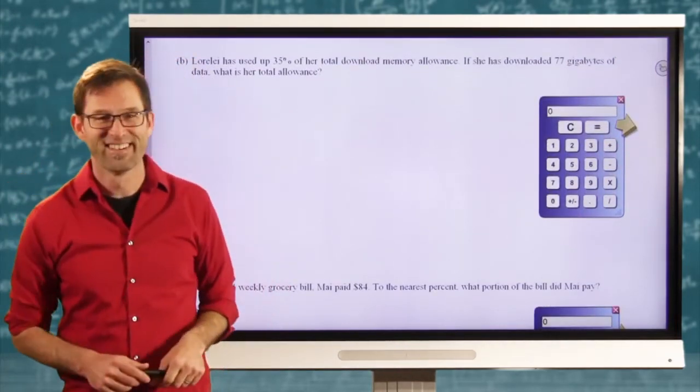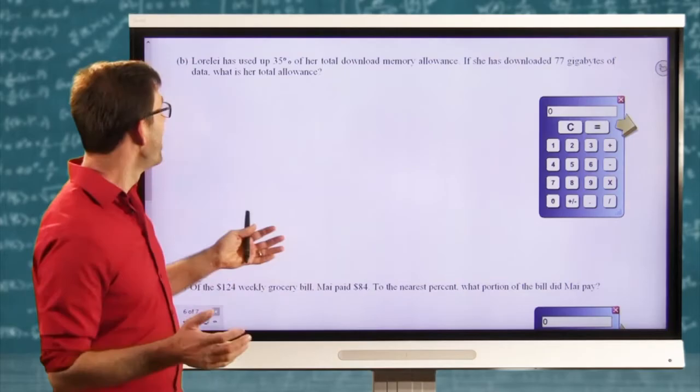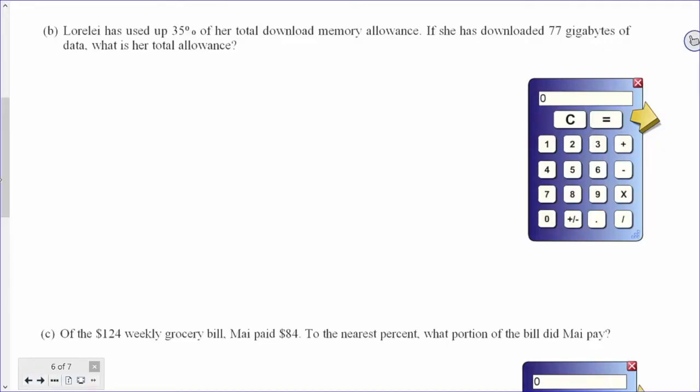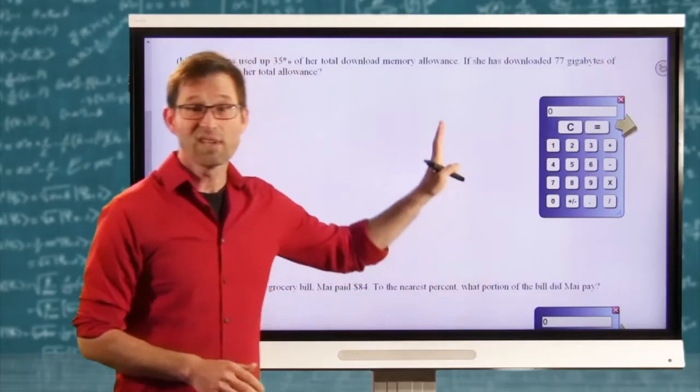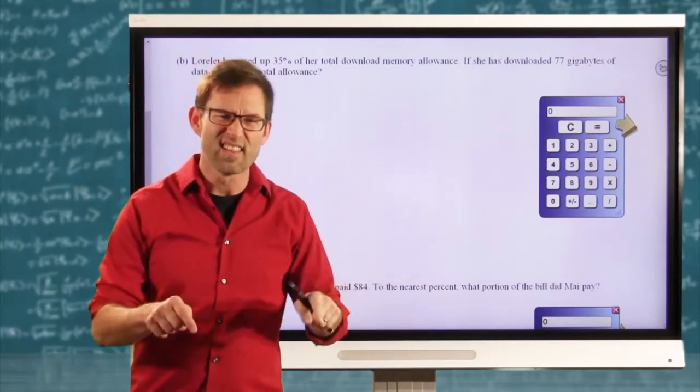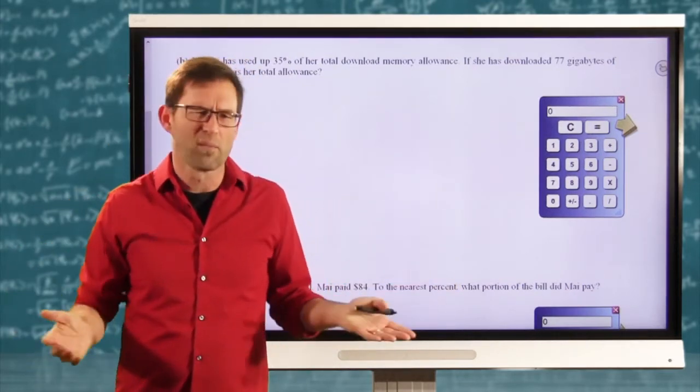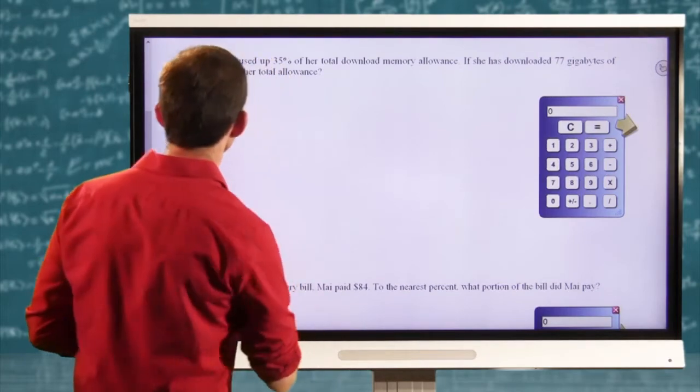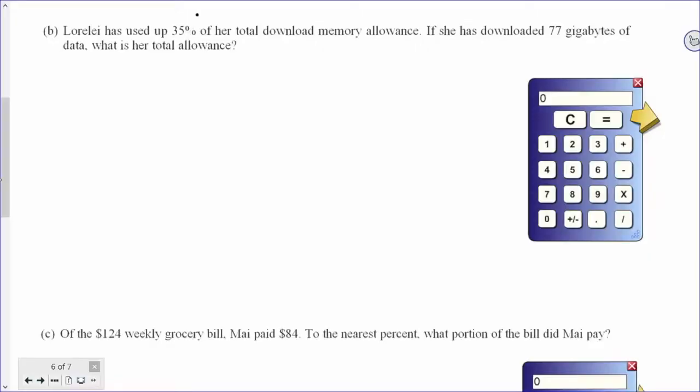Lorelei has used up 35% of her total download memory allowance. If she has downloaded 77 gigabytes of data, what is her total allowance? 77 gigabytes is a lot of data these days. Two years from now, it's probably going to be like, really? 77 gigabytes? Anyway, Lorelei has used up 35% of her total download memory allowance. If she has downloaded 77 gigabytes of data, what is her total allowance?